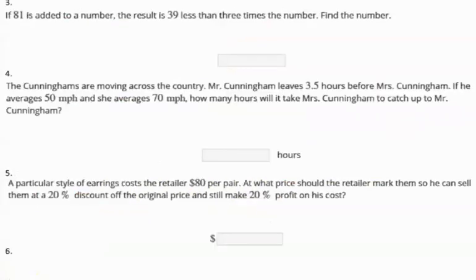Now we'll give you some time on number 3. Then we'll see what you come up with. So if 81 is added to a number, let's say the number is X. We're going to add 81. The result is 39 less than 3 times the number. So 3 times the number less 39. And what will the number be? Well, when you work this out, the number is 60.